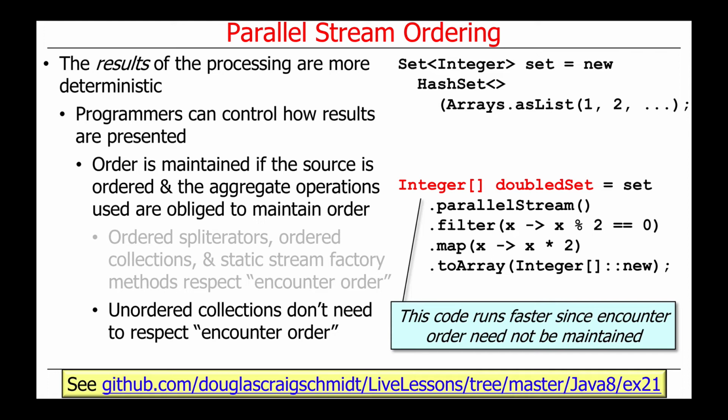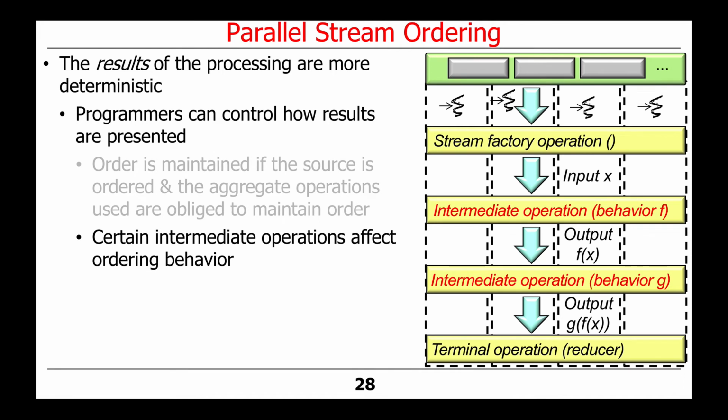Therefore, the system can be optimized by the underlying fork join pool, which runs in parallel and can let the system decide what to run and when to run it and where to run it most efficiently on which cores. Likewise, certain intermediate operations also affect ordering behavior. So if you recall, intermediate operations include things like map and filter and flat map and so on.